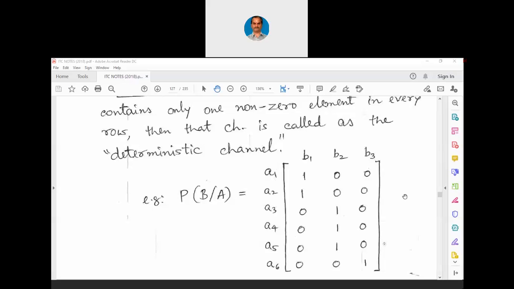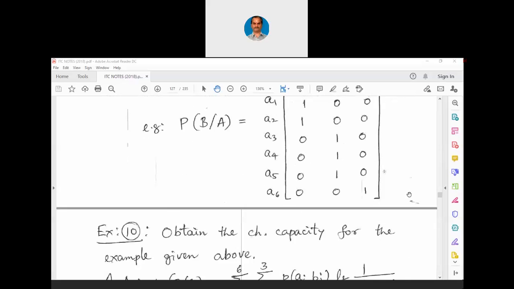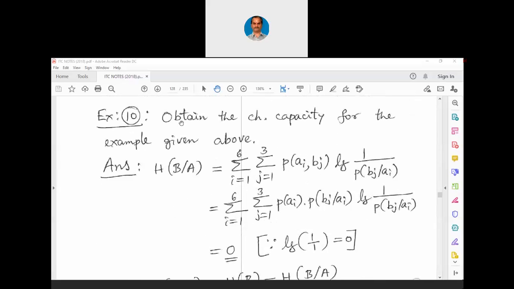Let us proceed. Now this is the deterministic channel. Let us have an exercise. Obtain the channel capacity for the deterministic channel which is given above. Proceeding with the same methodology which we proceeded for the noiseless channel, H(B/A) equals summation of i equals 1 to 6 into summation of j equals 1 to 3, because here the source symbols are 6 in number and destination symbols are 3 in number. P(Ai, Bj) log of 1 over P(Bj/Ai).